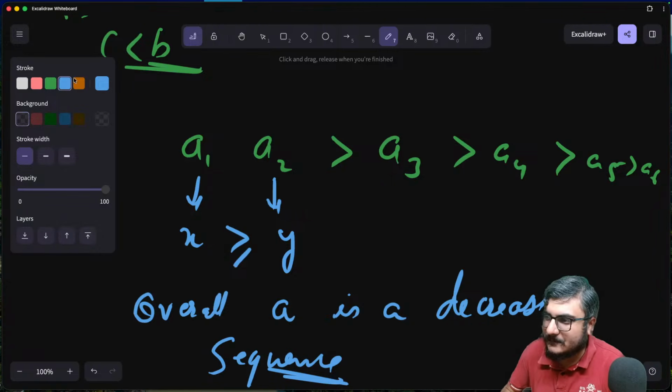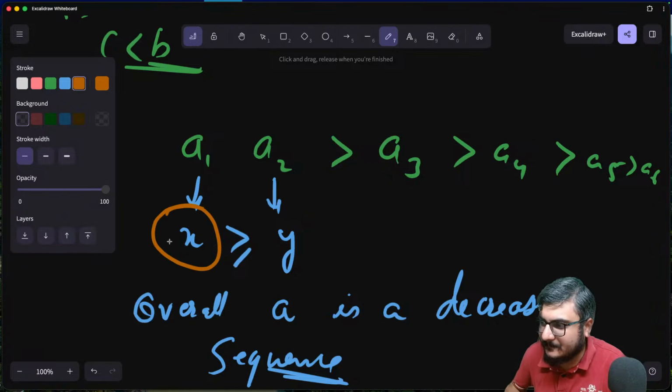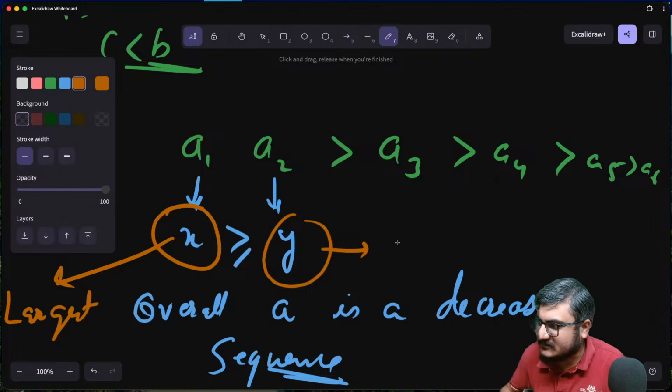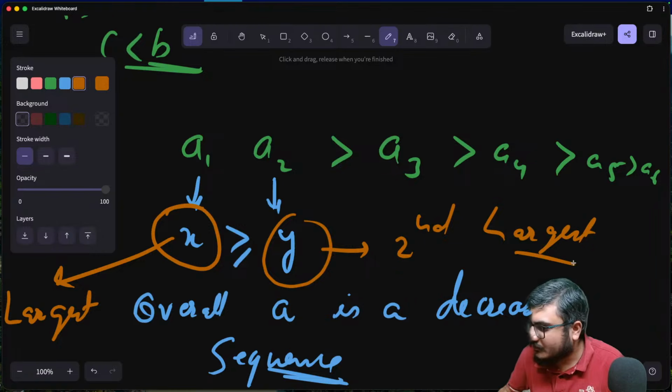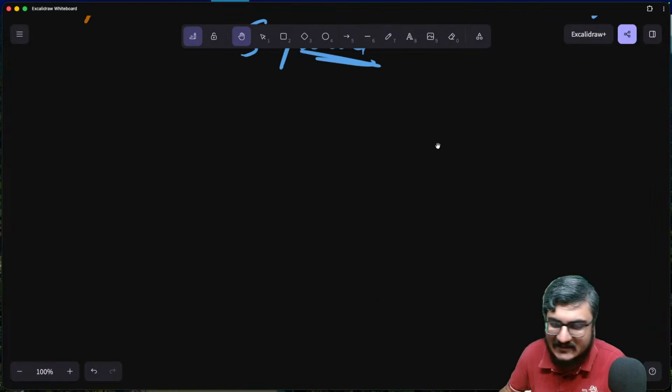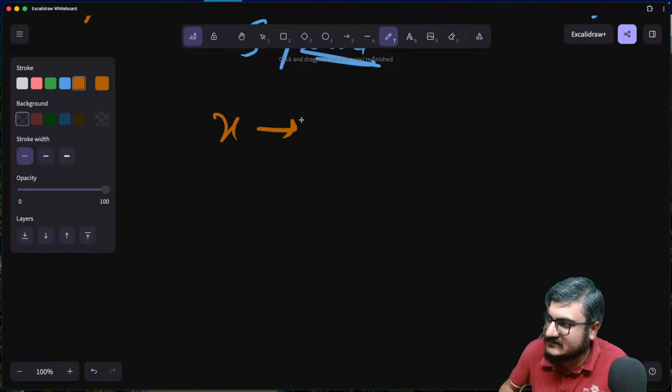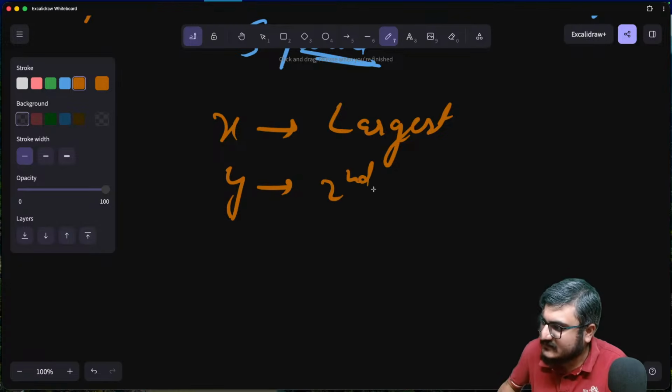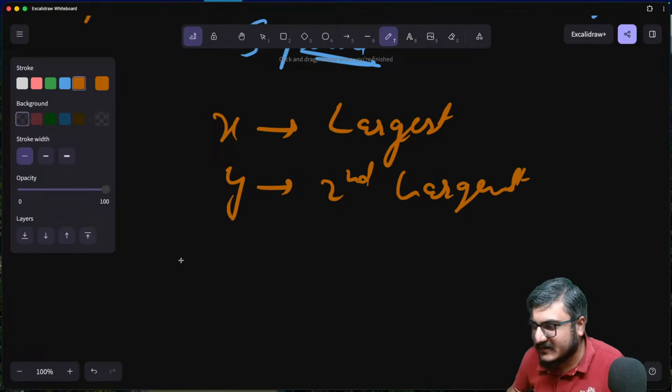And we also know that X would be the largest number and Y would be the second largest. So we can find the largest and second largest number. We can change X to the largest, Y to second largest, and then create the n digit sequence.